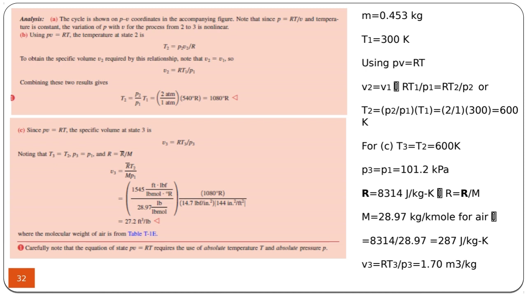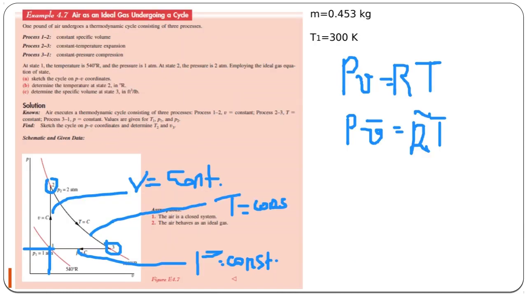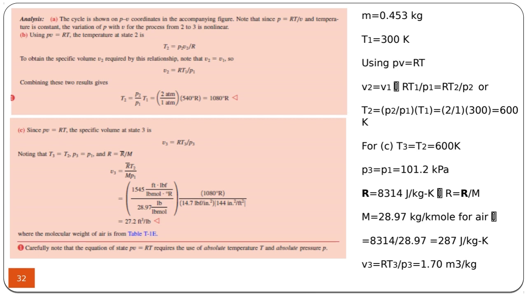So we can calculate the specific volume at the end of the second process to be RT3 divided by P3, which is 1.7. If you take a look at the graph, there's an expansion from V1 to V2, and this expansion can also be found from here. If you calculate V2 and V1, you will see that the specific volume is much less than this, which is also clear from the graph.